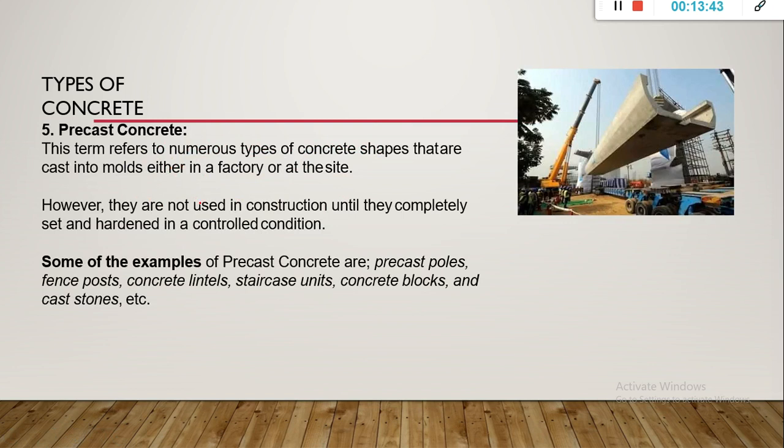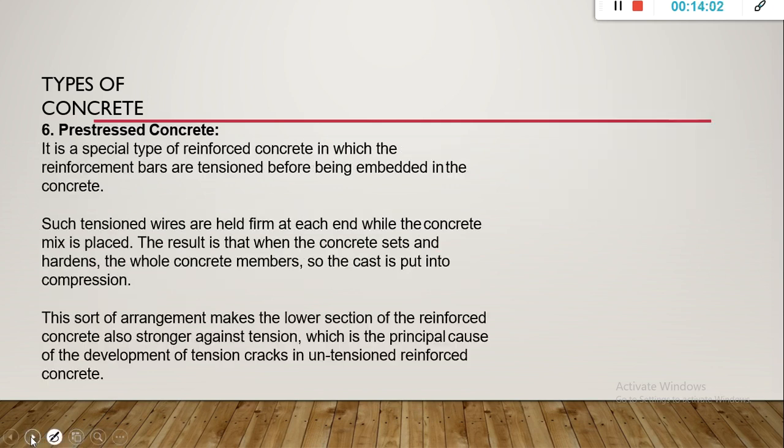Precast concrete: this term refers to numerous types of concrete shapes that are cast into molds either in a factory or at the site. However, they are not used in construction until they are completely set and hardened in a controlled condition. For example, precast posts, lintels, staircase units, concrete blocks. These are precast concrete, made beforehand and then used.